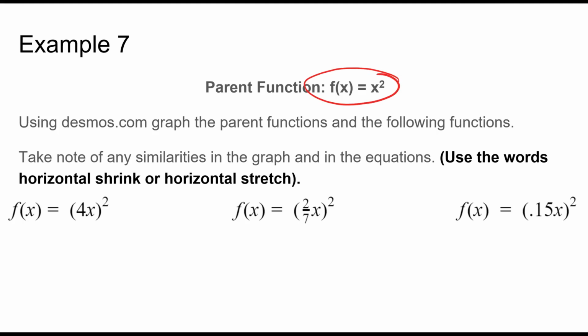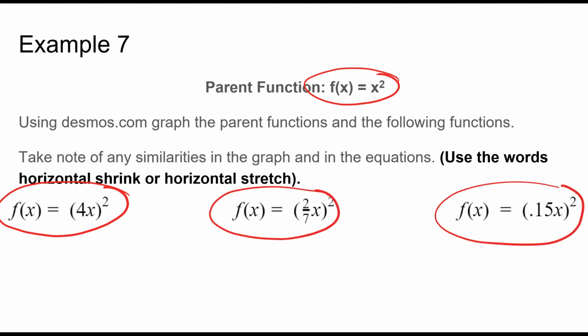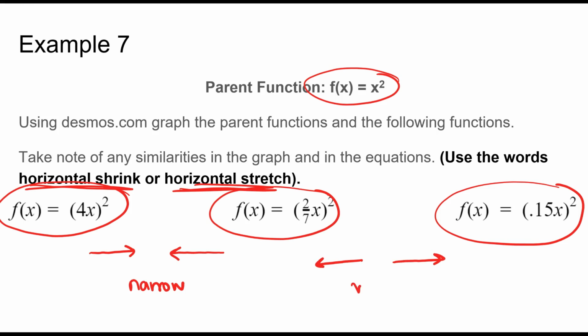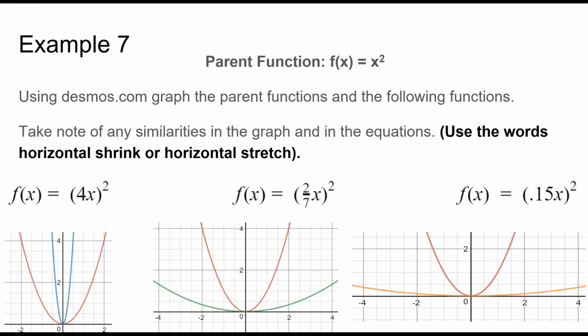We've got the parent function f of x equals x squared. We're going to graph these functions in our Desmos, and we're going to use the words horizontal stretch and horizontal shrink. We'll start with shrink. A horizontal shrink means it's pushing in horizontally. It's going to end up becoming more narrow. And a horizontal stretch means we're going to be pulling it out. It's going to end up getting wider. Press play when you've got those graphs up on Desmos.